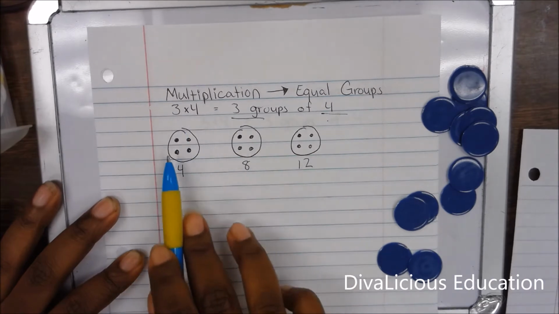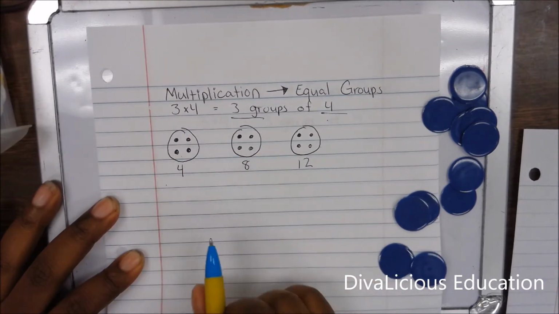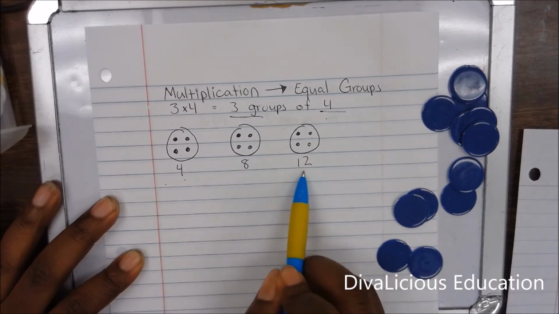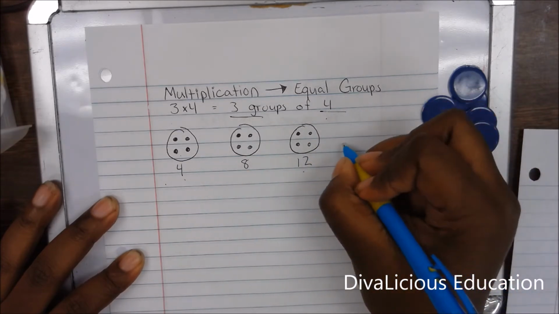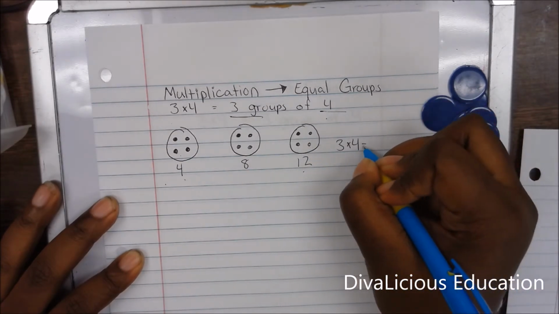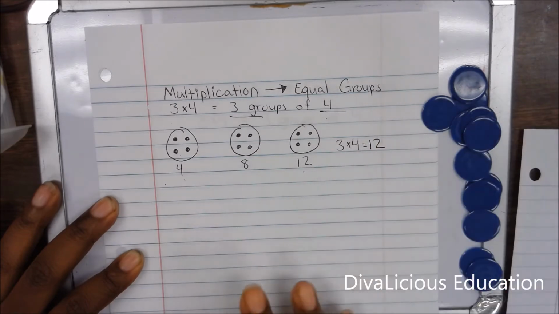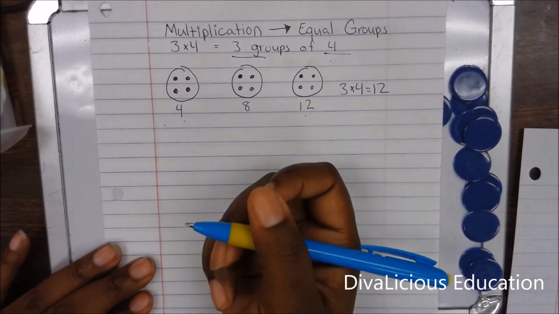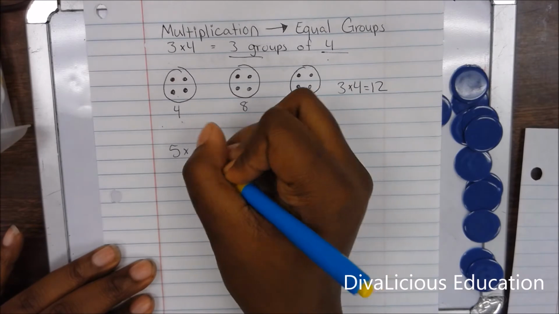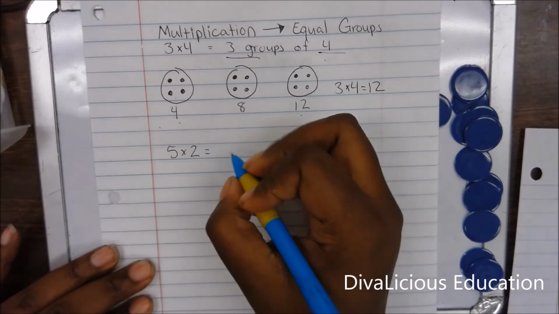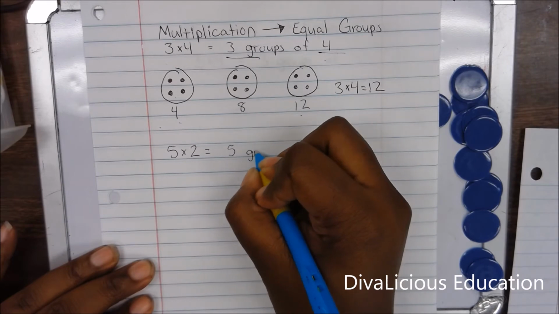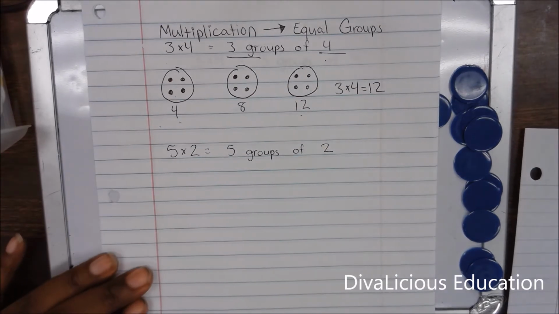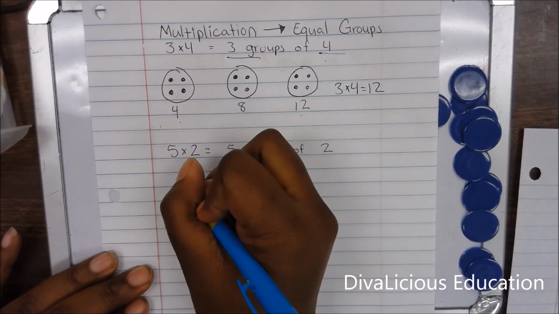So when I look at it, not only have I drawn a picture to show what this problem means, 3 groups of 4, but I've also skip counted 4, 8, 12 to show what it means. So this lets me know that 3 groups of 4, or 3 times 4, equals 12. And let's look at another equation. Let's look at 5 times 2. We know that 5 times 2 would be the same as saying 5 groups of 2. And if I had 5 groups of 2, I would simply need to make 5 groups.